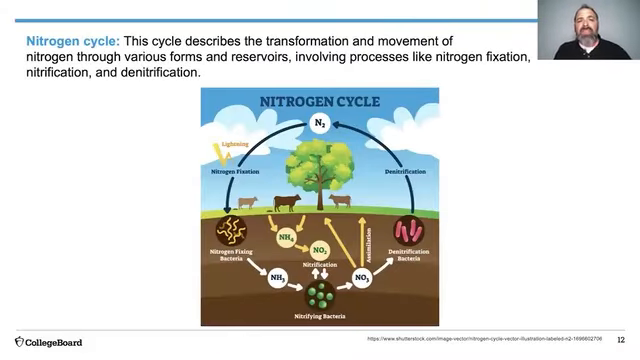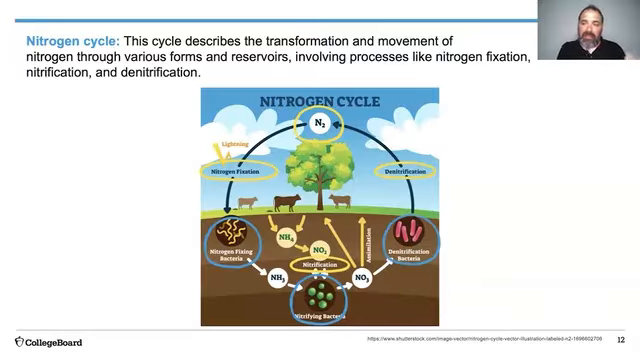Nitrogen cycle. This cycle describes the transformation and movement of nitrogen through various forms and reservoirs, involving nitrogen fixation, nitrification, and denitrification. If we look at N2 as it's present in the atmosphere, it'll be fixed into a usable form by these nitrogen-fixing bacteria, so they can take this nitrogen gas and convert it into a usable form. During nitrification, nitrifying bacteria, again, take nitrogen that's available and convert it into usable forms for plants. And then denitrification, right? These denitrifying bacteria take the form of nitrogen in the soil that's used by plants and return it back to N2 up top.